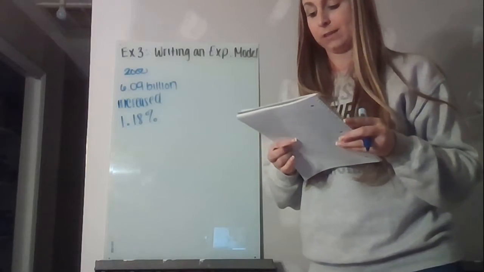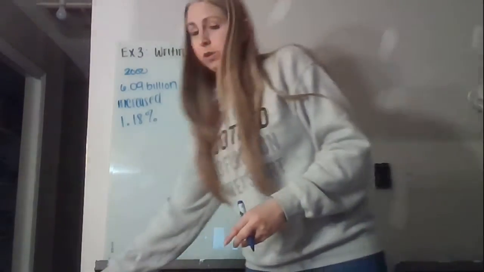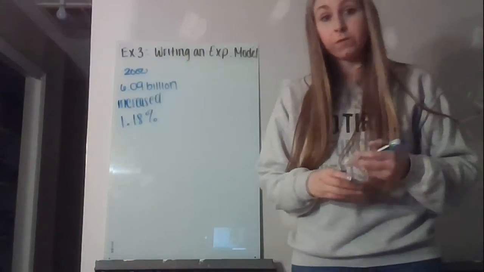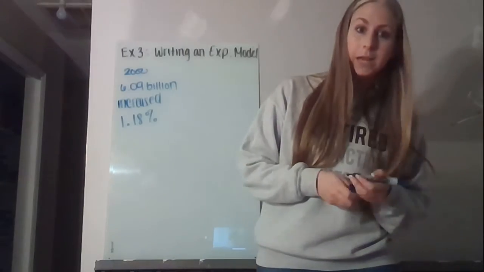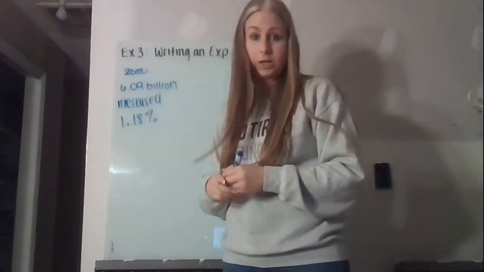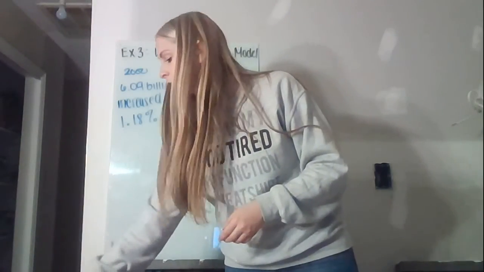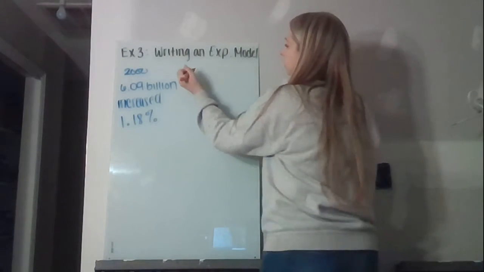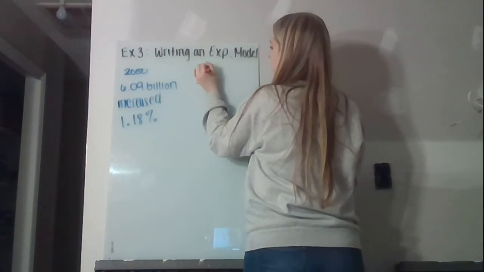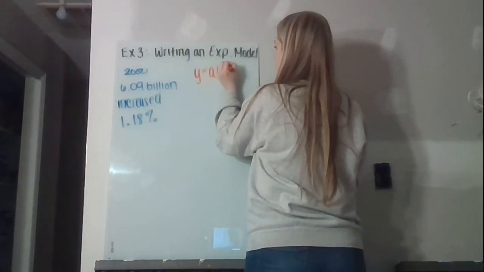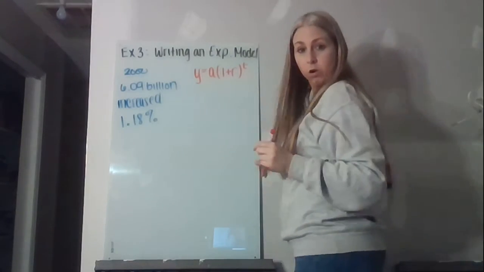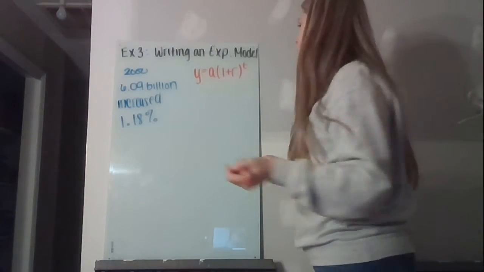Estimate the 2005 population. So first things first, in order to write a model, I need to know, am I writing a growth model or am I writing a decay model? It said increase, so we're writing a growth model. So let's start with our original formula. Let's remind ourselves of that. It's growth, so I'm going to put the plus R. And now I'm just going to fill in what I know.